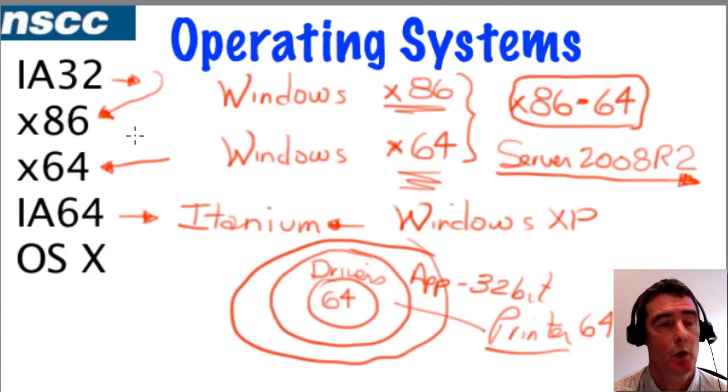If you have or want to use more than 4 gigabytes of RAM, you need to make sure you install the 64-bit version of the operating system, but then you need to make sure all your drivers are 64-bit.